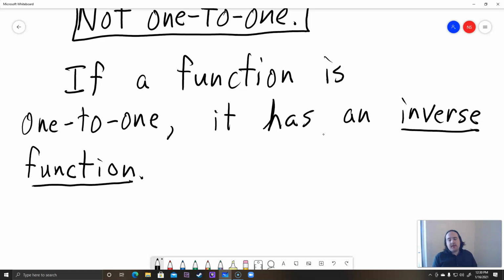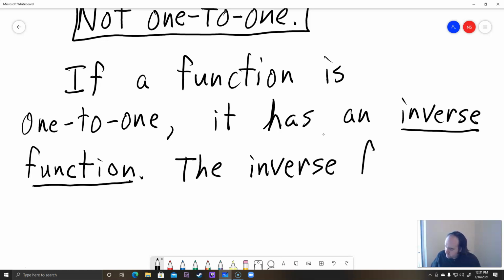Okay? Now, what is the inverse function? How do you get the inverse function? What does it look like even? Well, an inverse function basically just switches x and y. So you're swapping your x and your y coordinates. Okay? So the inverse function is obtained.